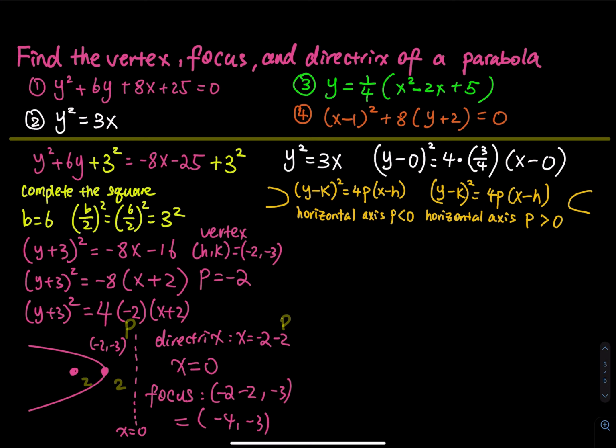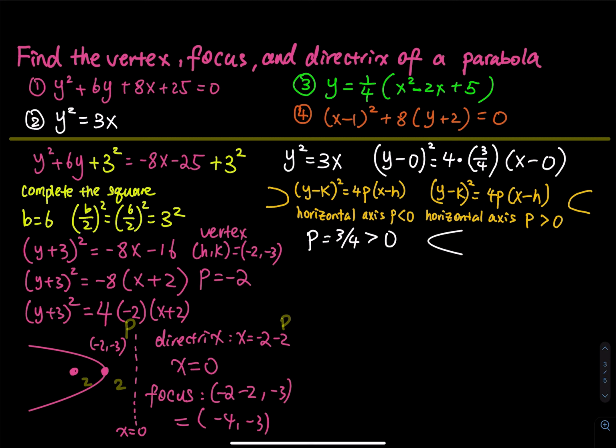So this one matches P greater than 0, right? So P is equal to 3 over 4, which is greater than 0. Then we are looking at this formula. The parabola opens to the right. Okay, so the parabola opens to the right.